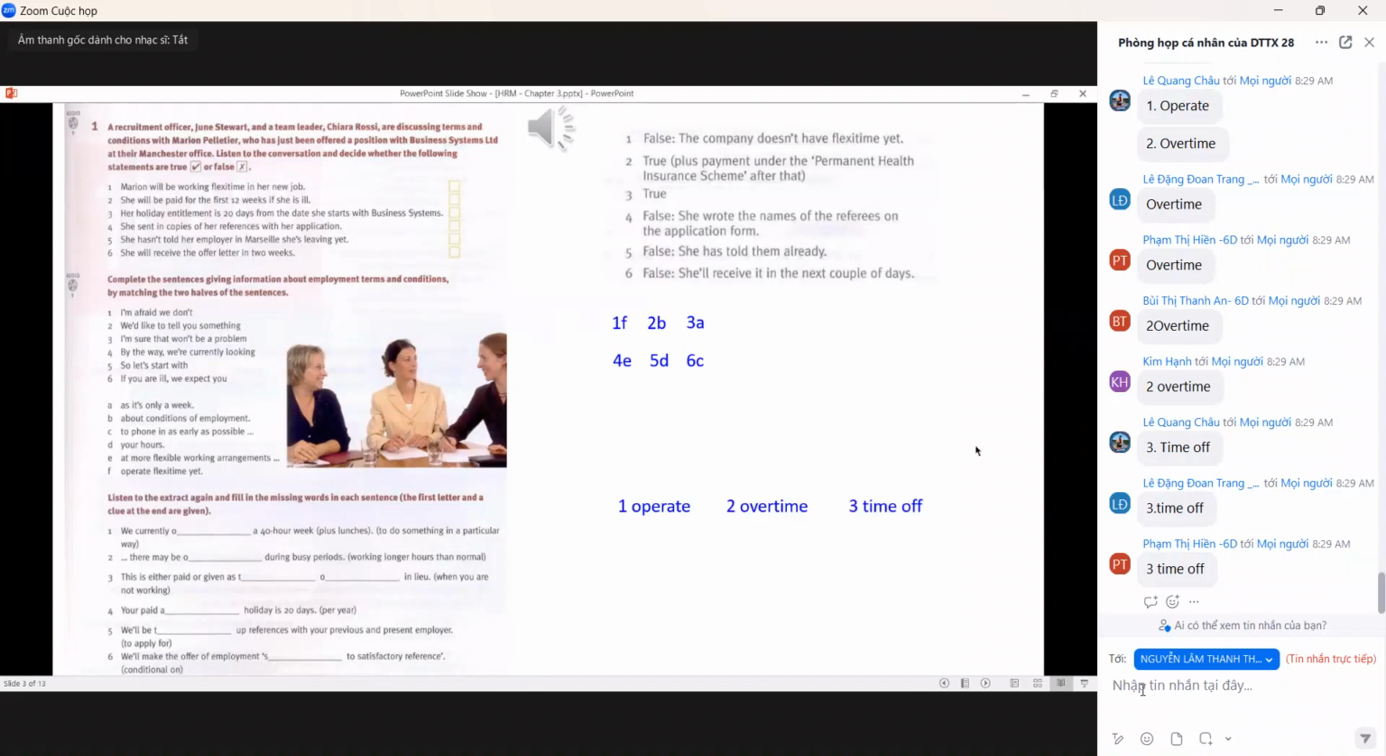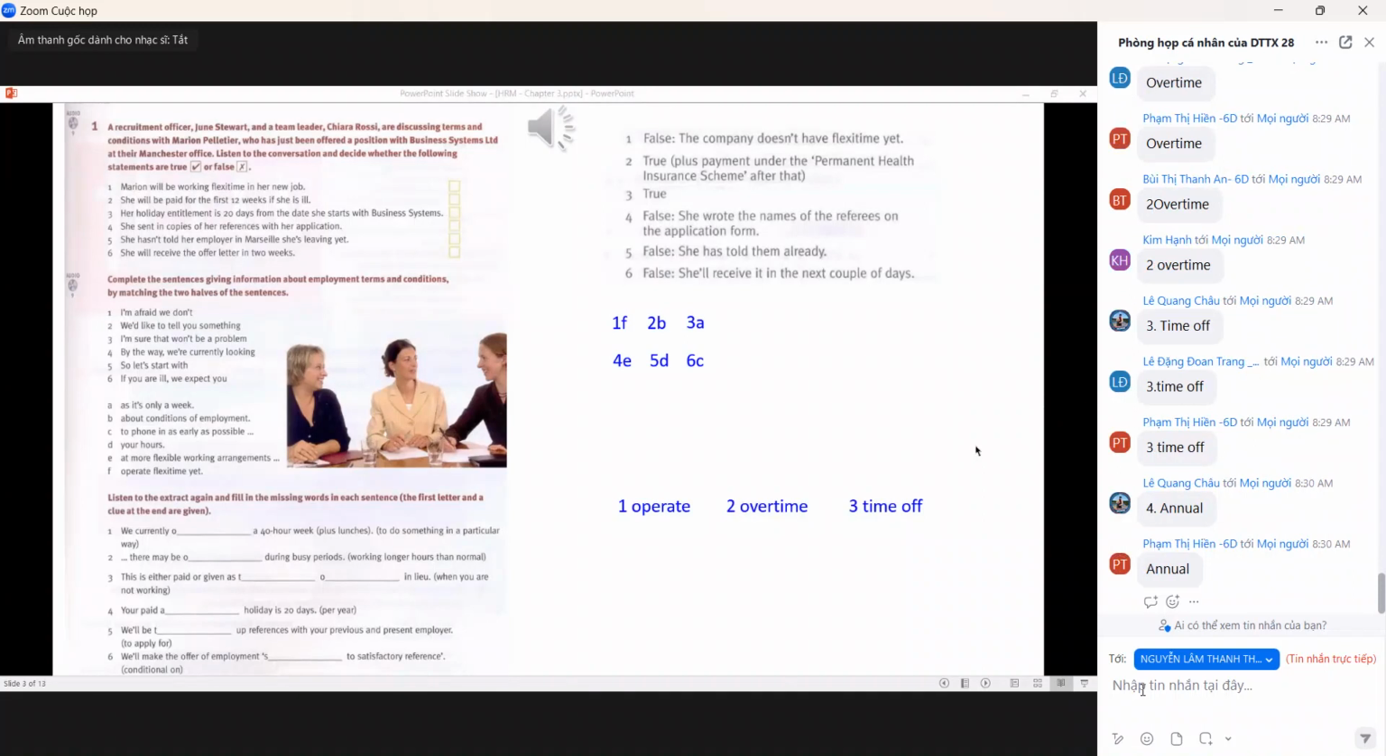Yes, time off. 4, your paid annual holiday is 20 days per year. Great. 5, taking up references with your previous and present employer. Yes, good. 6, you will make the offer of employment subject. Yes, thank you. They are all correct.